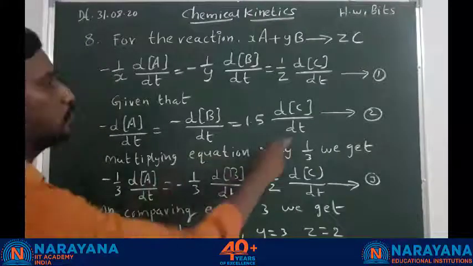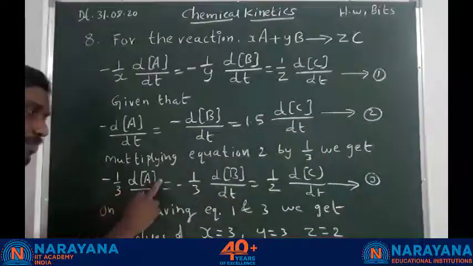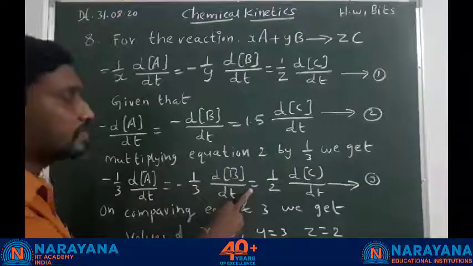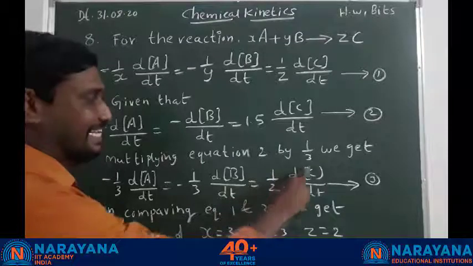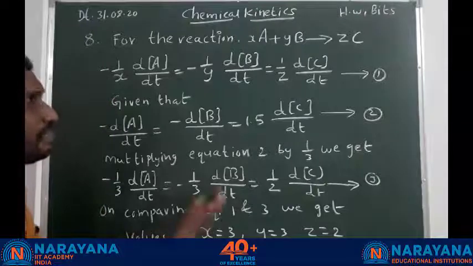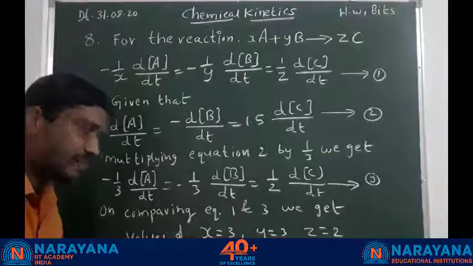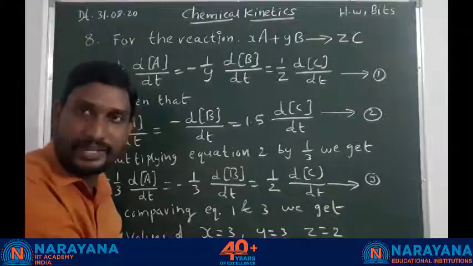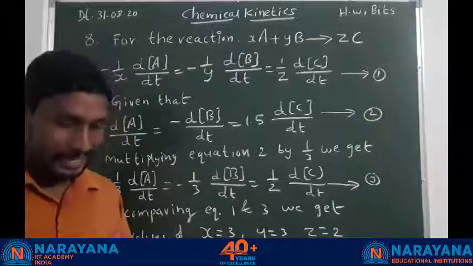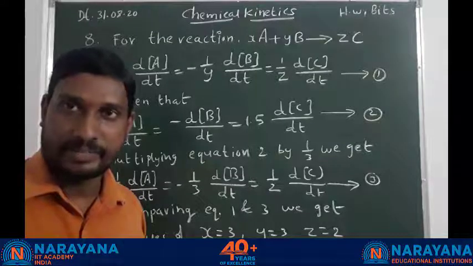Multiply equation 2 by 1 by 3, we get minus 1 by 3 dA by dt equals minus 1 by 3 dB by dt equals 1 by 2 dC by dt. This is equation 3. On comparing equation 1 and 3, we get x value is 3, y value is 3, z value is 2. Then option 3 is correct for this.